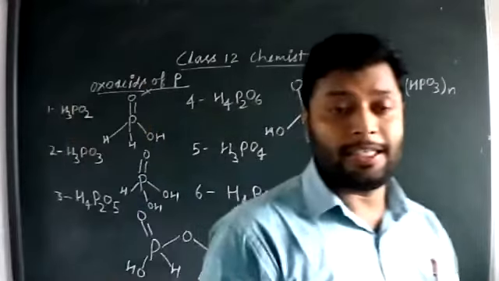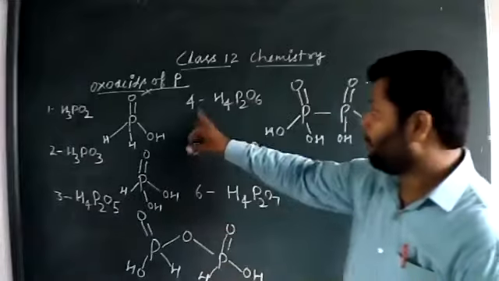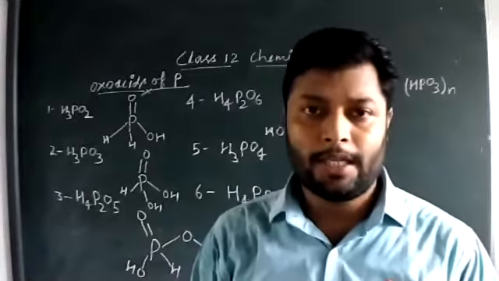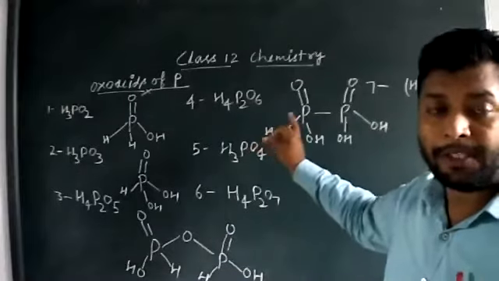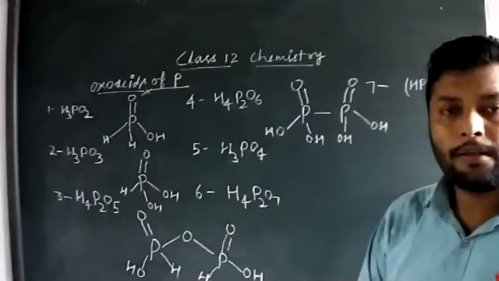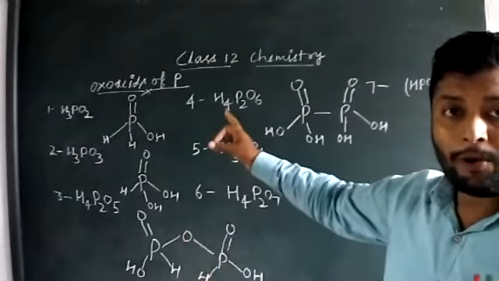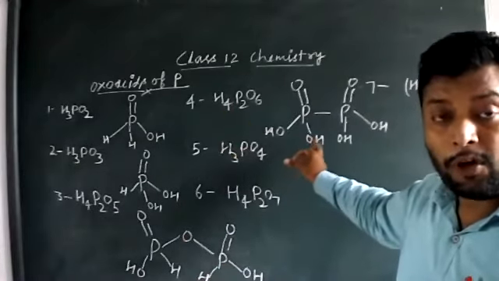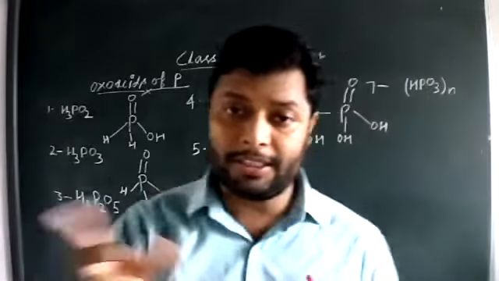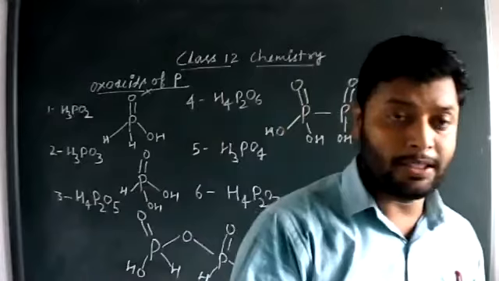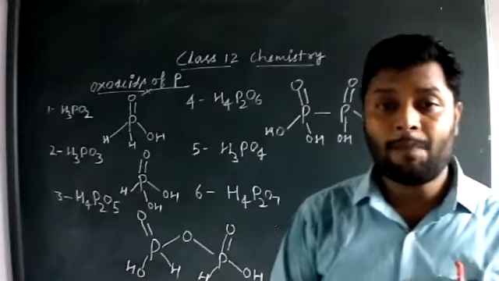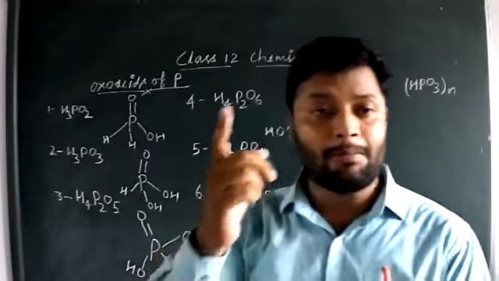You can see the structure. All 4 hydrogen are present as acidic hydrogen, because all 4 hydrogen are bonded with oxygen, and whenever hydrogen is bonded with oxygen, it will be polarized easily and available for the acidic nature of the molecule.